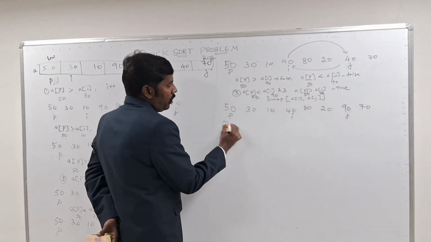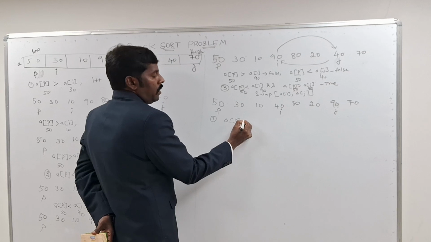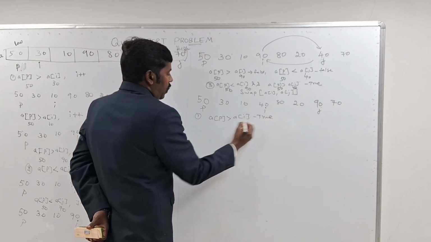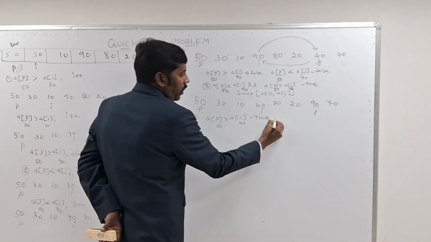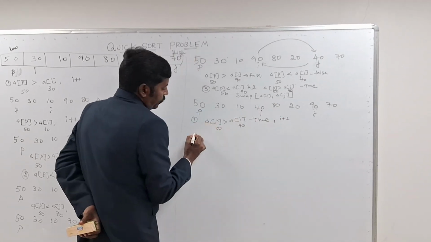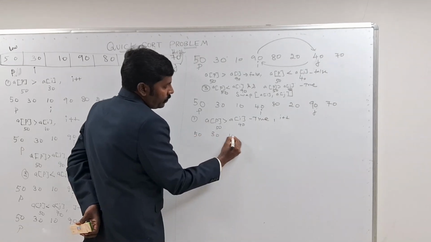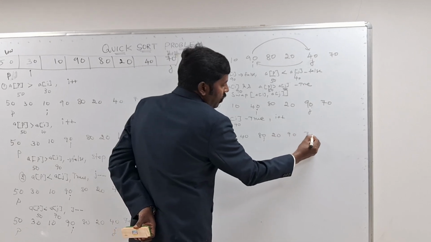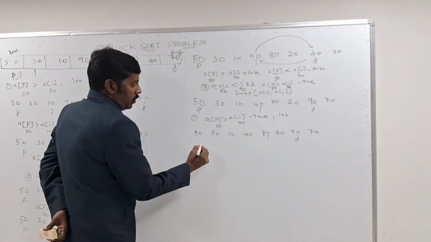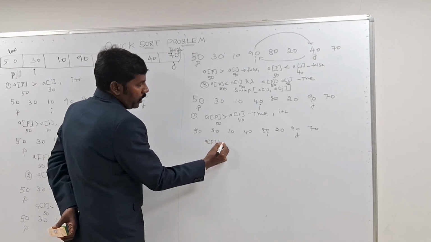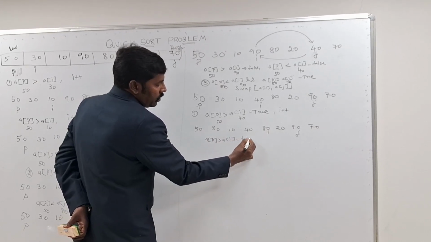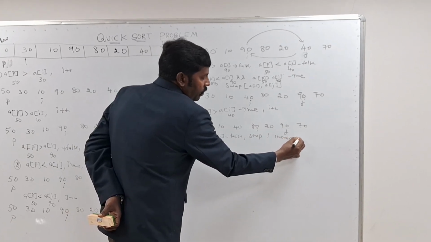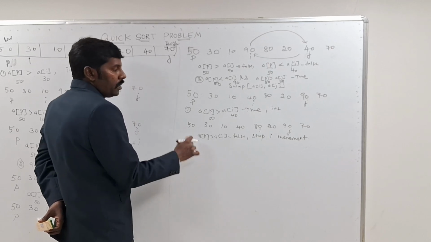Now check condition 1 again: A of P greater than A of I, the condition is true, 50 and 40, then I increments by 1. So I moves to 80. Check the condition: A of P greater than A of I is false. Stop incrementing I. Then check the condition for J.